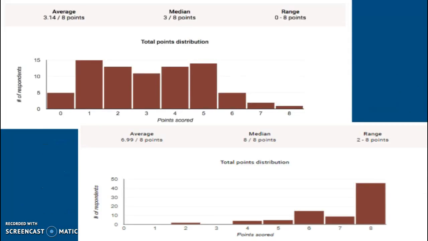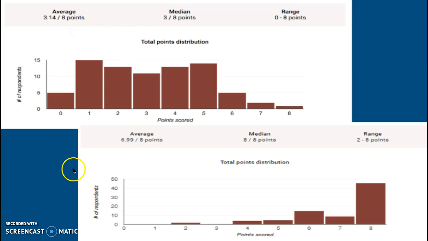Here are some images. These are two graphs from my pre to post assessment. So on the top is my pre-assessment. Google Forms creates a really nice visual on their assessment tools. So this is a graph showing how the points were distributed on my pre-assessment. As you can see up here, the average was a 3.14 out of 8. The median was 3 out of 8, and then you can just see how many students got each score. So several of them, about, I would say 14, got a 1 out of 8, and so on.